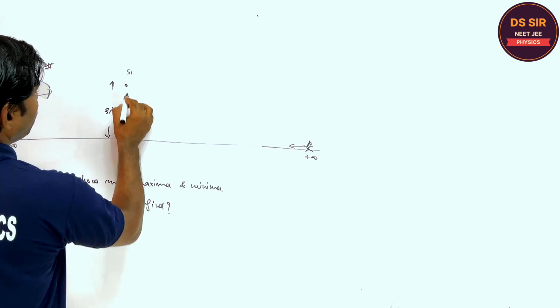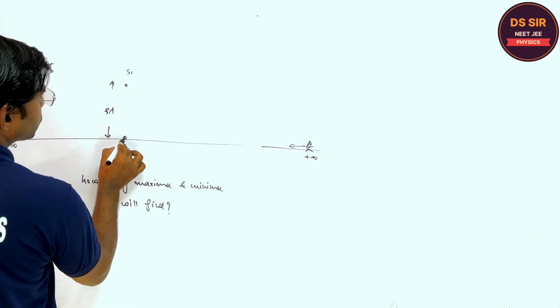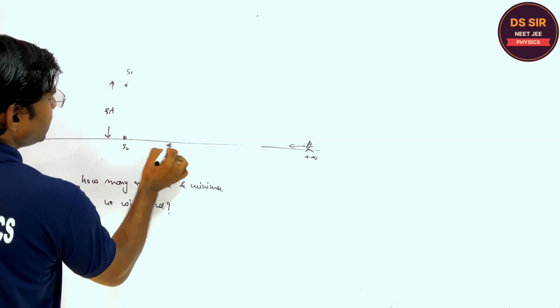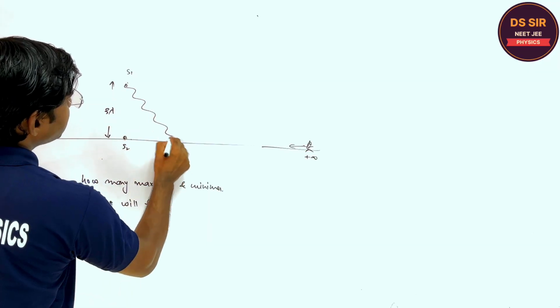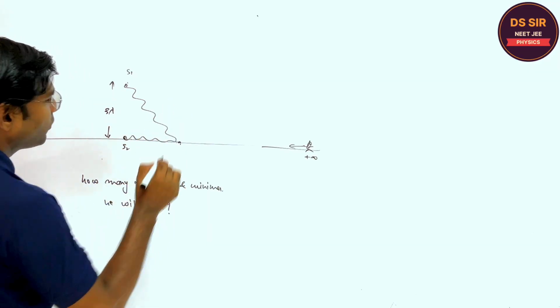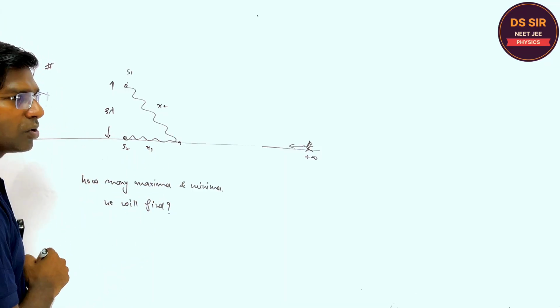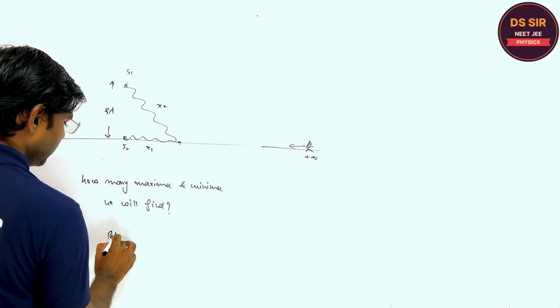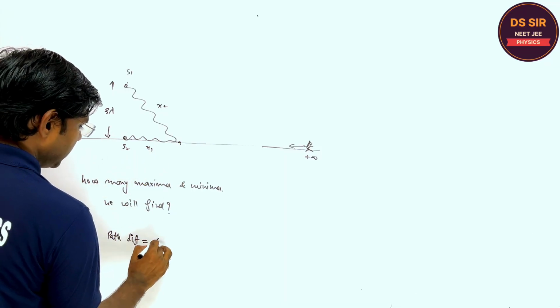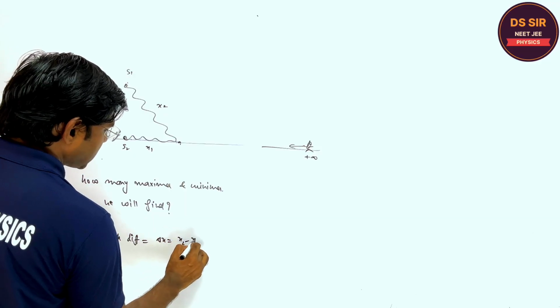For example, if this is the point, one wave is reaching from here, the other wave is reaching from here. So if this is x2 and this is x1, are you getting or not? So what is the path difference? The path difference is delta x, which is x2 minus x1. Is it clear?